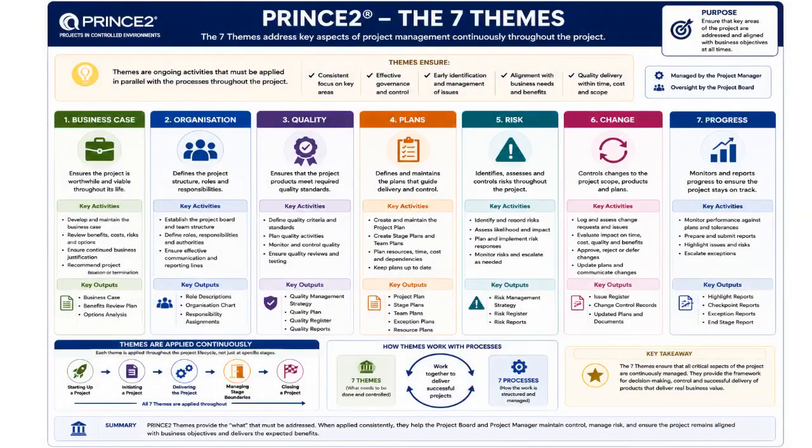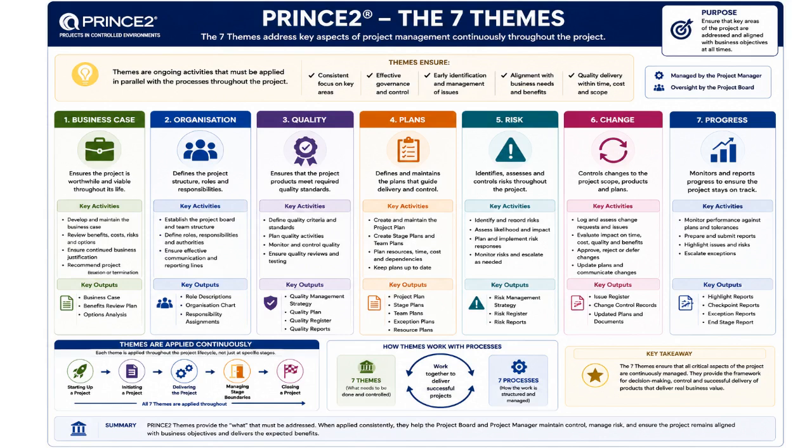7 themes of PRINCE2. This slide focuses on the 7 themes of PRINCE2, which represent the key aspects of project management that must be continuously addressed and controlled throughout the entire project lifecycle. Unlike processes, which describe what activities happen and when, the themes represent the ongoing areas of governance, monitoring, decision-making, and control that must remain active from project initiation through to closure.